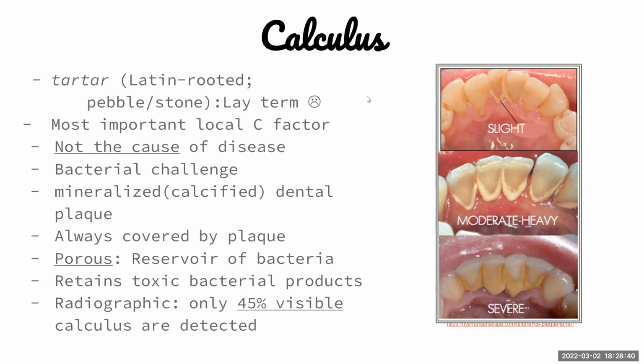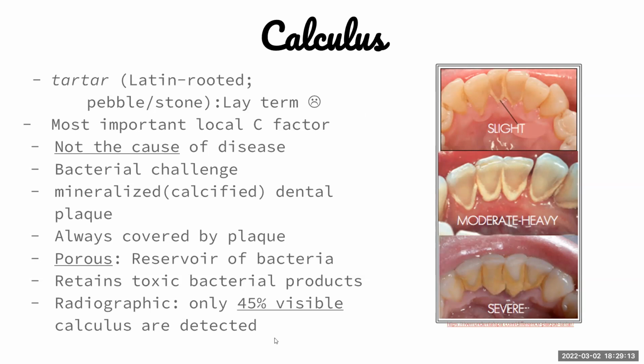All right, but calculus brings on its own bacterial challenge because it's mineralized or calcified dental plaque, and it is always covered by biofilm or plaque. Calculus is always covered because it's rough and it's porous. It's like a sea sponge that's just hard. It's got all sorts of little holes in it if you look at it microscopically. And because it's porous, it has reservoirs for bacteria, and that can retain toxins.